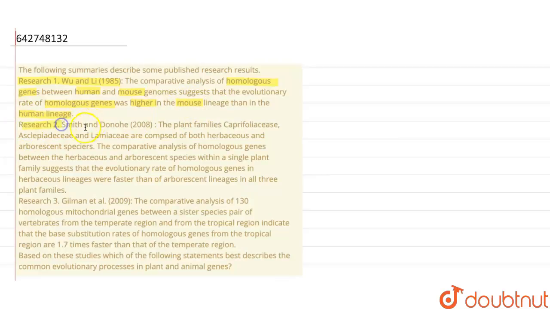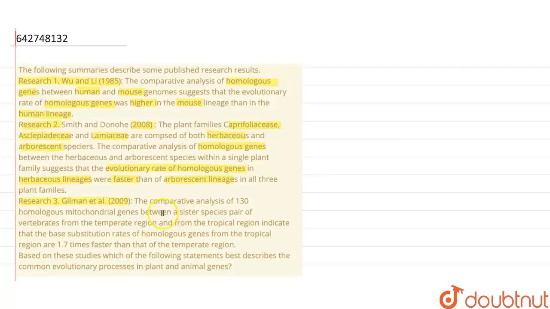Then research 2 by Smith and Donohue in 2008 says that the plant families Caprifoliaceae, Asclepiadaceae and Lamiaceae are composed of both herbaceous and arborescent species. The comparative analysis of homologous genes between the herbaceous and arborescent species within a single plant family suggests that the evolutionary rate of homologous genes in herbaceous lineages was faster than that of the arborescent lineages in all three plant families. And research 3 by Gilman et al.